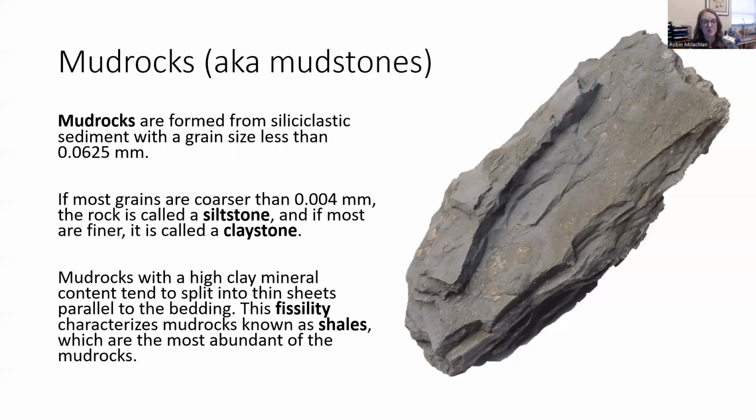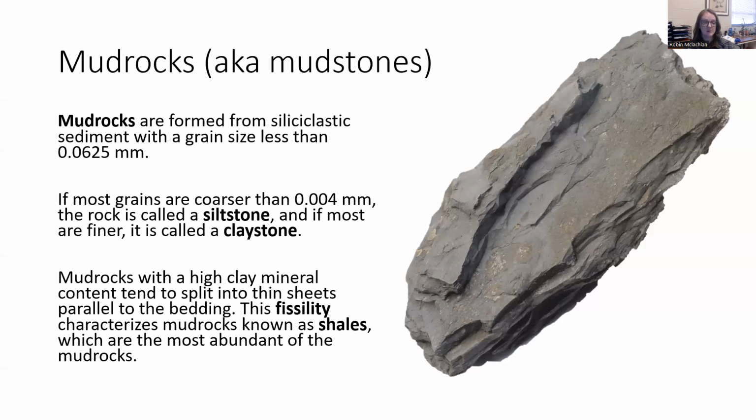Not organic or chemical, they're siliciclastic, forming from mud, less than 0.063 millimeters in diameter. If most of the grains are coarser than 0.004 millimeters, we call that a siltstone made out of silt. If it's even finer than that, we call that a claystone made out of clay.